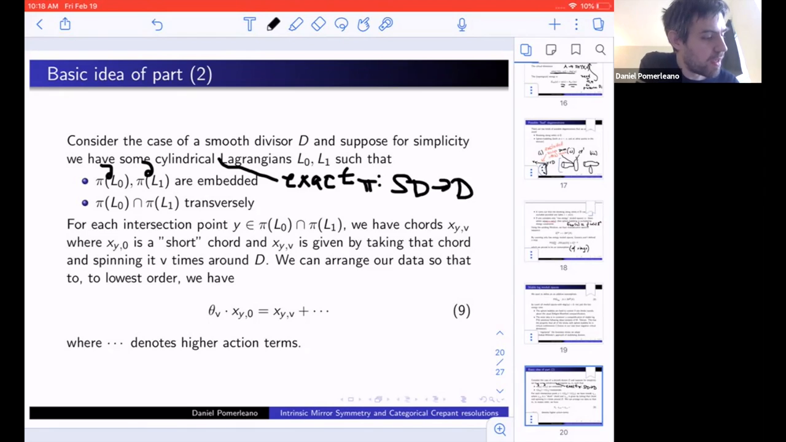Then for each intersection point of the projection, there's a periodic structure to the chords that live over an intersection point in the base D. So you have a short chord, and then over that you have more chords given by taking your given chord and winding it further around the divisor. So the main idea of the proof is to show that the action of symplectic cohomology, to lowest order, takes this short chord to the one which winds around the divisor v times. And then again, a filtration argument proves that your cohomology is generated by these short chords as a module over the symplectic cohomology.